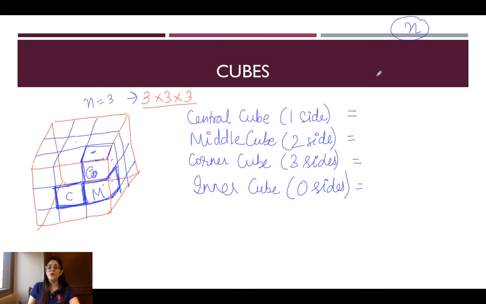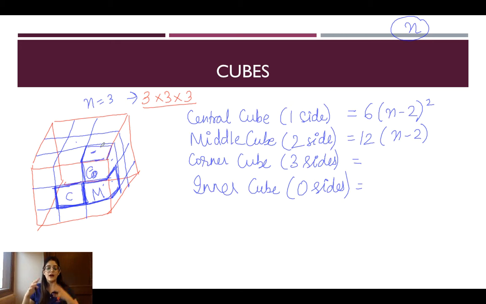So the formula here would be that first up, for the central cube the formula is 6 into (n minus 2) square. Alright, then for the middle cube, it is 12 into (n minus 2). Then for the three sides or the corner cube, we know that no matter what the dimension is, corners are never going to change.